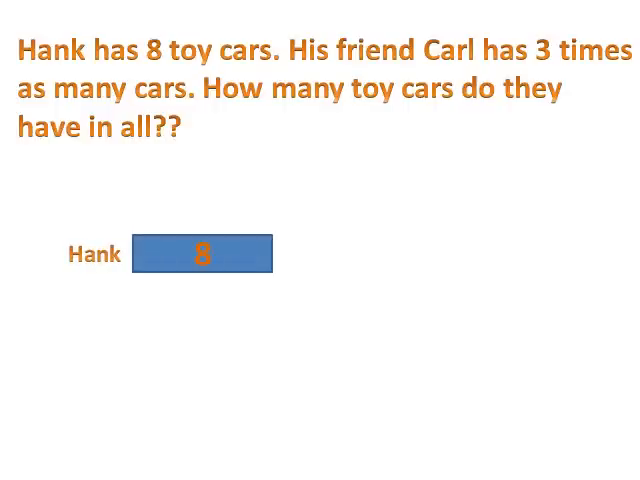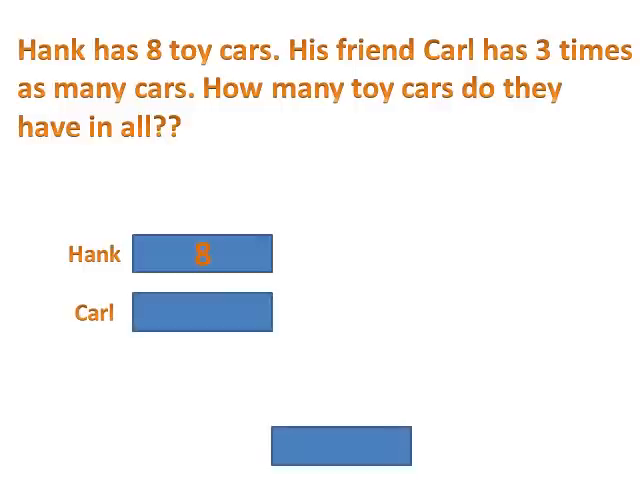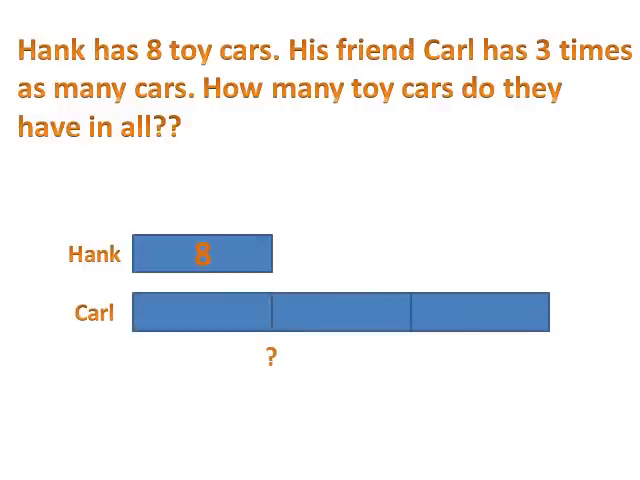Okay, so let this be the model for Hank's number of cars. One box has 8 cars in it because that's what Hank has. And then the first and second line says that Carl has 3 times as many. So therefore Carl would have 3 of these boxes. And each box has 8. And the question is how many toy cars do they have all together?